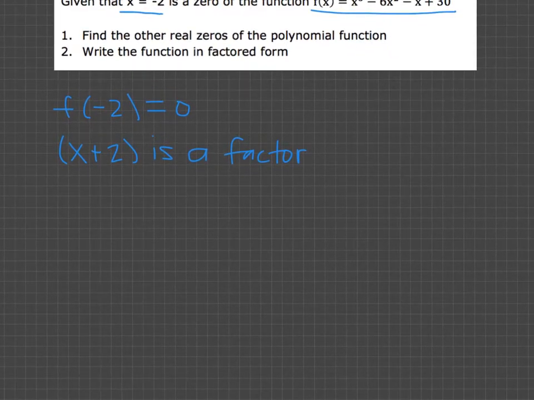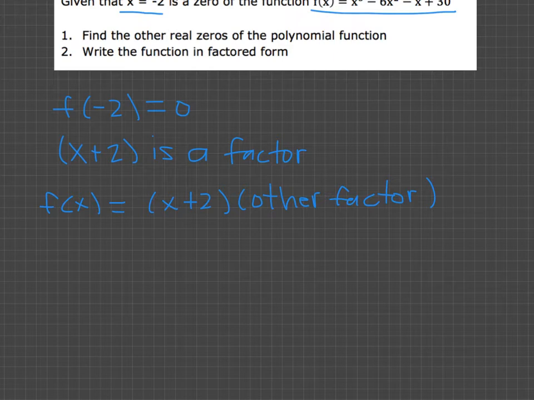Now, if x plus 2 is a factor, that means that we could write f of x equal to that factor of x plus 2 times some other factor. We don't know what it is. But that other factor is going to give us the other zeros, which is one of the things we want, right? The other real zeros. So how do we find the other factor?